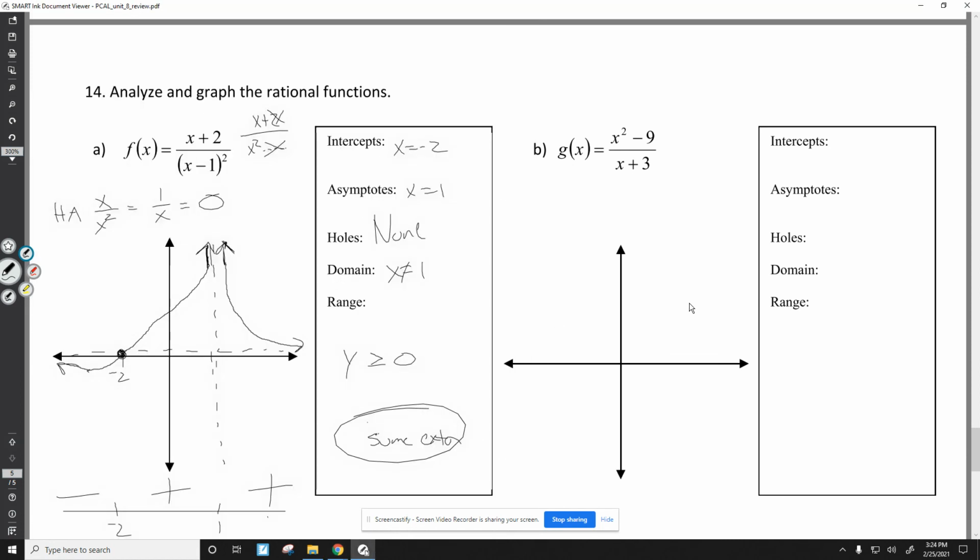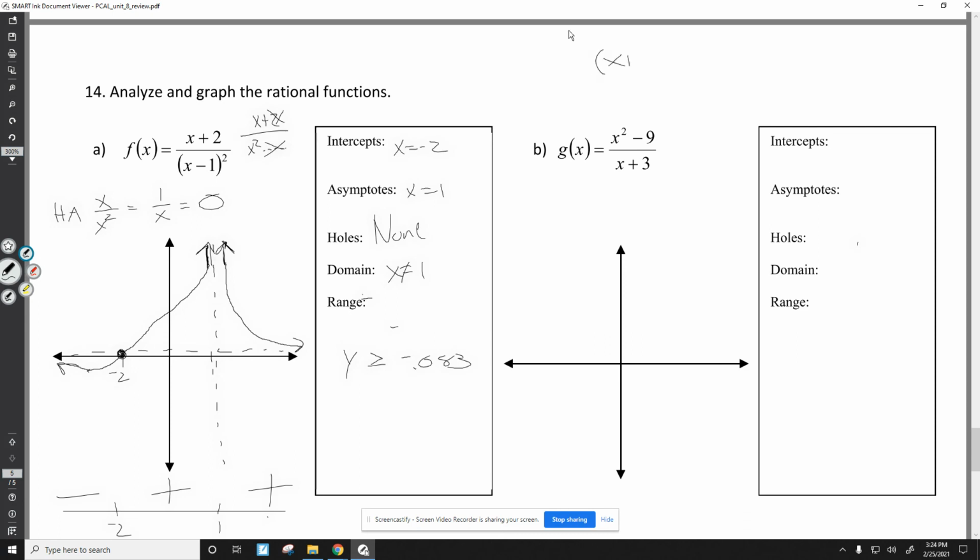Calculus can show you that. So it's actually y is bigger than or equal to negative 0.83. And you guys don't know that, so, okay. It's not important. Finding the horizontal asymptote, that's important.